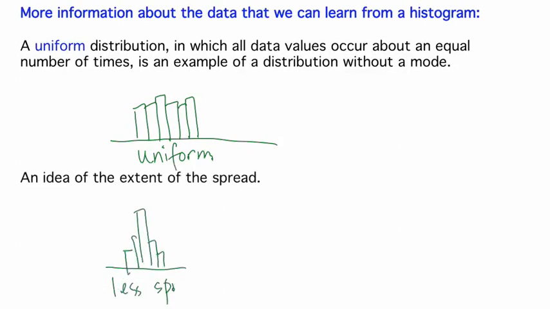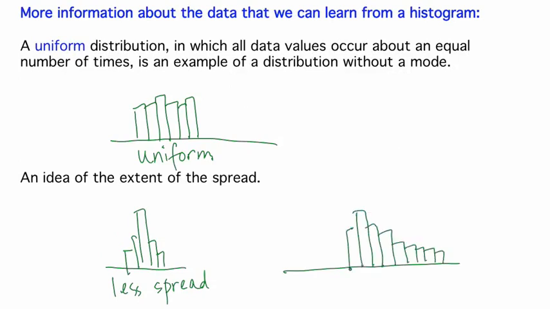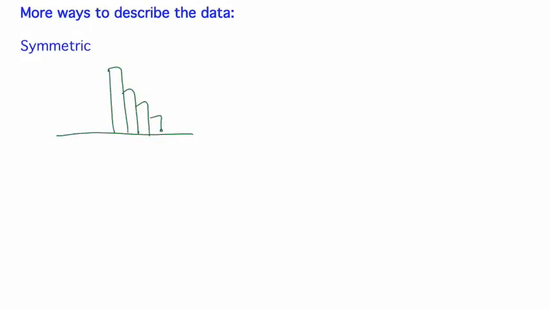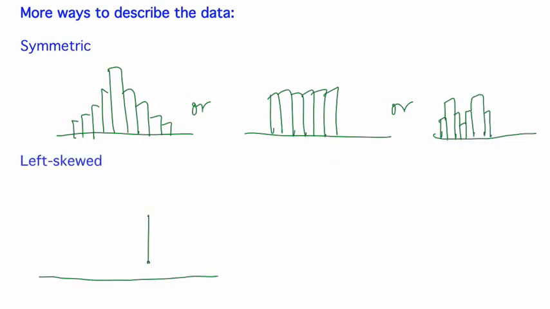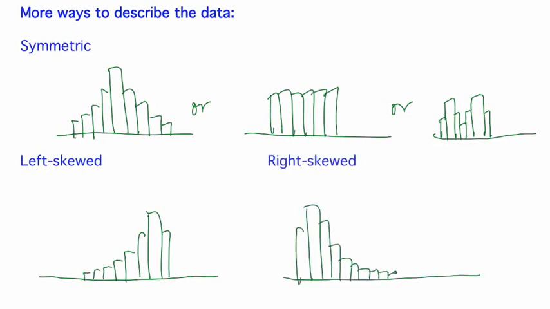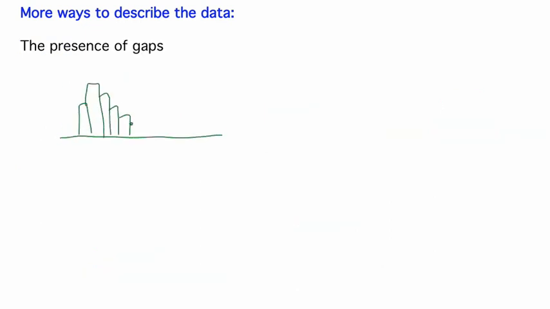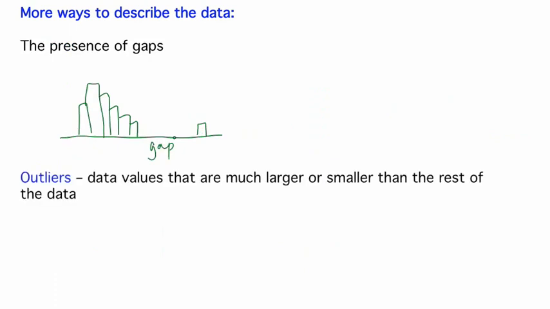From a histogram, we can also get an idea of the extent of spread in the data. We can also see the extent of symmetry in the distribution of the data. Histograms can be symmetric, which can be the case in unimodal distributions, distributions without a mode, or multimodal distributions. Left or negatively skewed, meaning it has a long left tail. Right or positively skewed, meaning it has a long right tail. We can also see deviations from the overall pattern, such as gaps in the data. Outliers are data values that are separated from the rest of the data because they are much larger or much smaller.